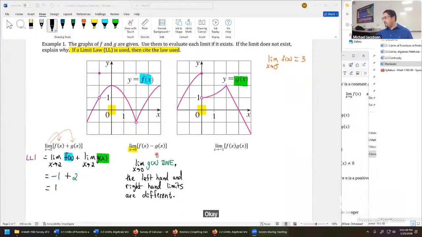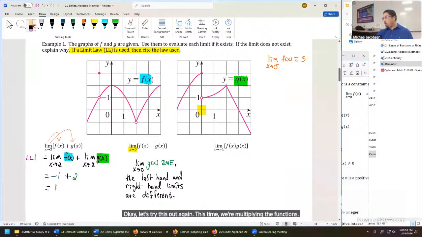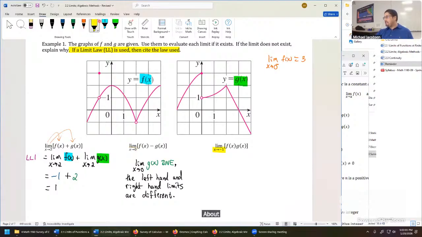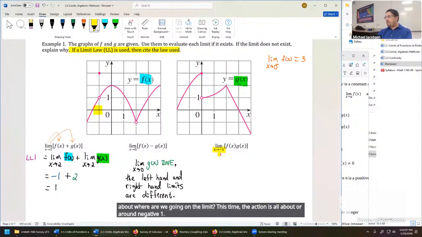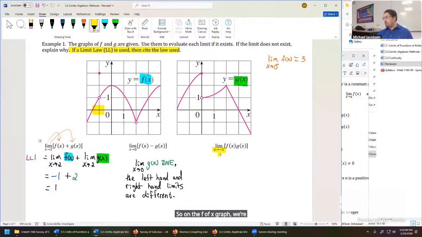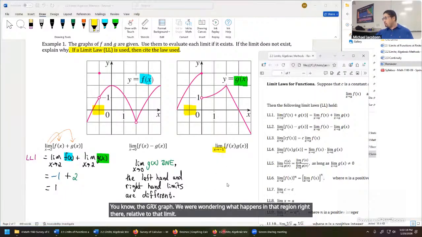Okay, let's try this out again. This time we're multiplying the functions, but the way we got that does not exist means we should be really careful about where we are going on the limit. This time, the action is all about around -1. So on the f of x graph, we're concerned about what happens around here. And on the g of x graph, we were wondering what happens in that region right there relative to that limit. Also, we need limit laws.